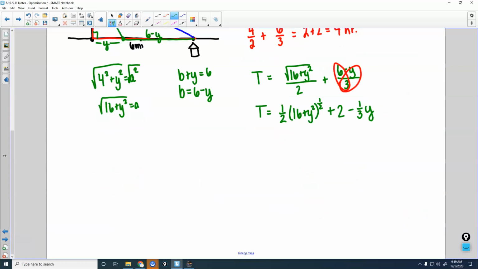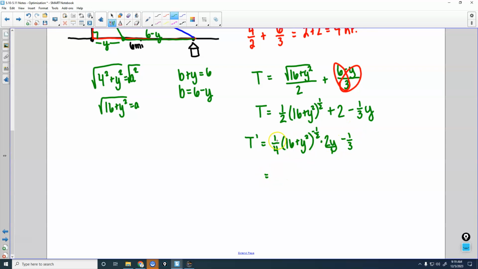All right, so we need to take the derivative of this, and then we may employ the use of our calculator, but we'll see how bad it gets. So t prime equals, we're going to get 1/4 (16 plus y squared) to the negative 1/2 times the derivative of the inside. What's the derivative of the inside? 2y. What's the derivative of the 2? 0, it goes away. Derivative of 1/3 y? Negative 1/3.